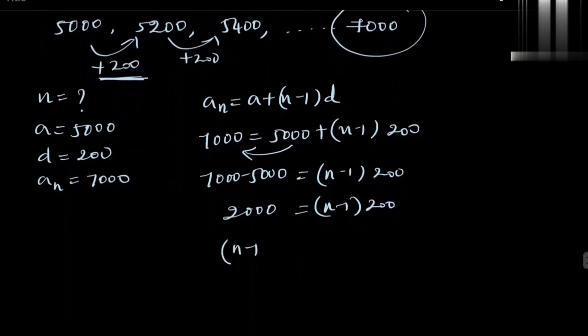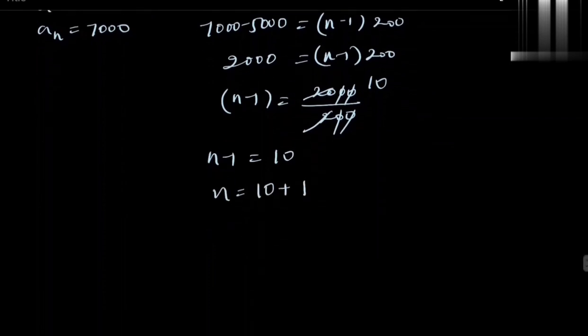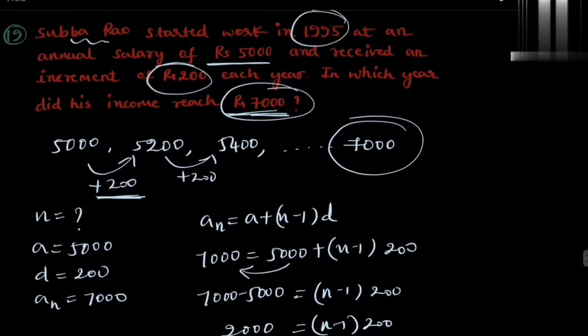So n minus 1 is equal to 2,000 divided by 200. So here the zeros get cancelled. Again 2 ones are 2, 2 tens are 20. So n minus 1 is equal to 10. So n is equal to 10 plus 1, and n is equal to 11. Therefore, in the 11th year, his annual income reached rupees 7,000.